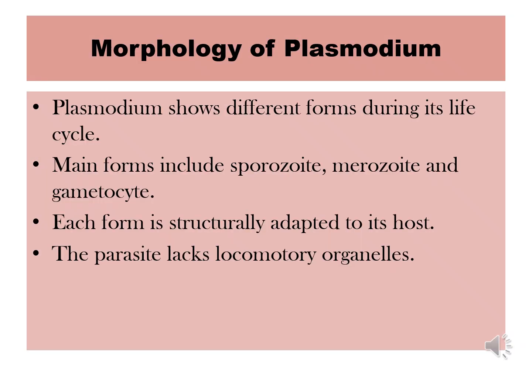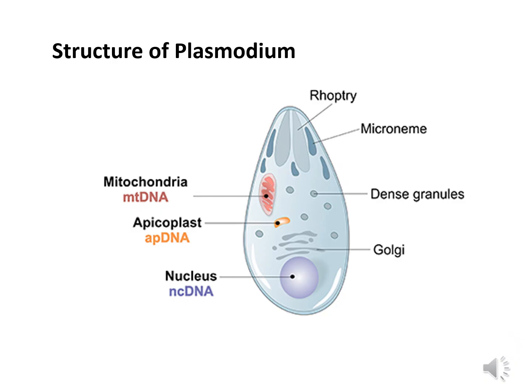When we see the morphology of Plasmodium, Plasmodium shows different forms during its life cycle. Main forms include sporozoite, merozoite, and gametocyte. Each form is structurally adapted to its host. The parasite lacks locomotory organelles. This is the structure of Plasmodium.